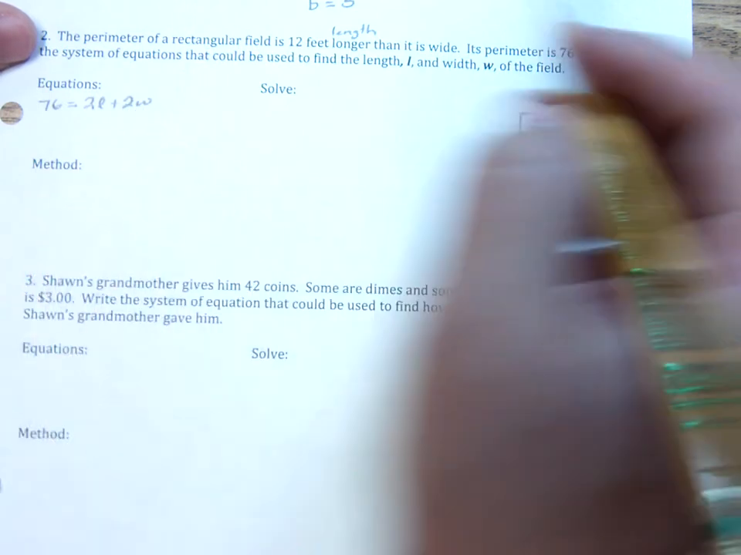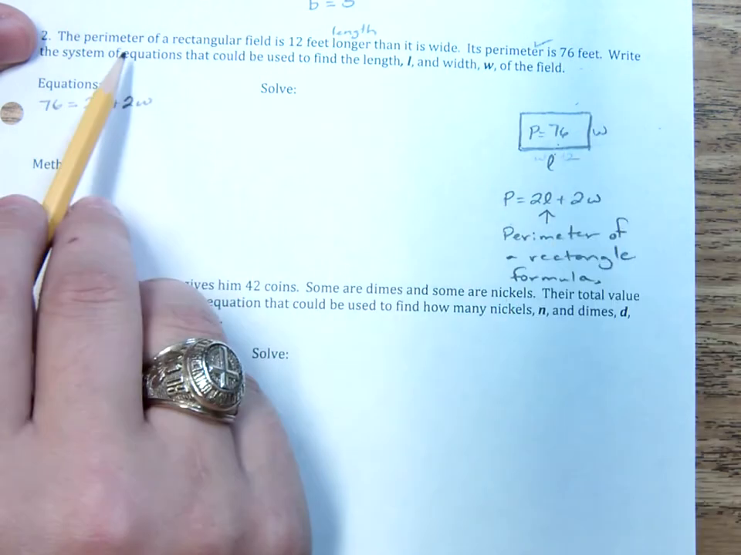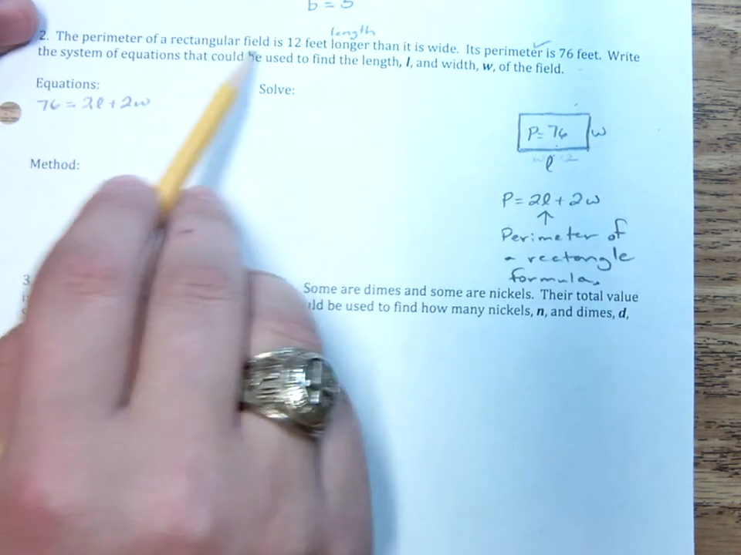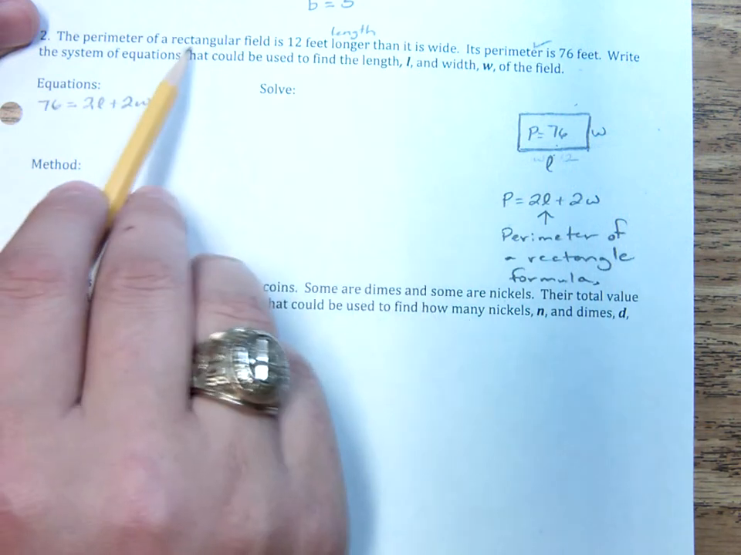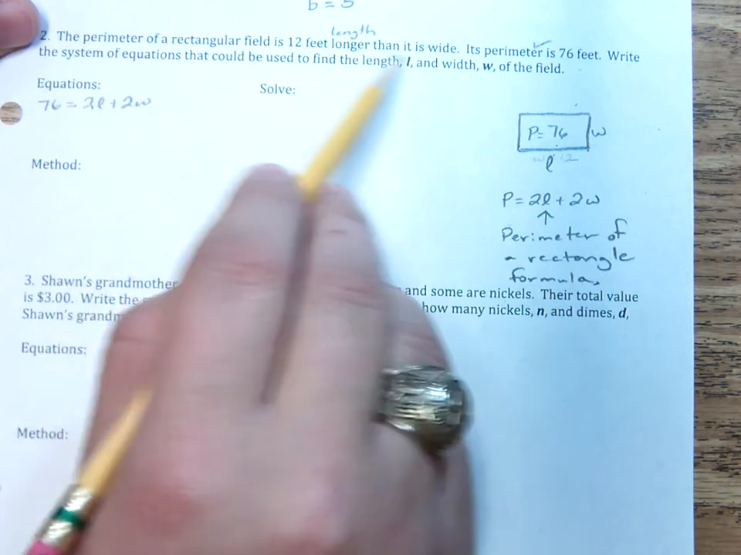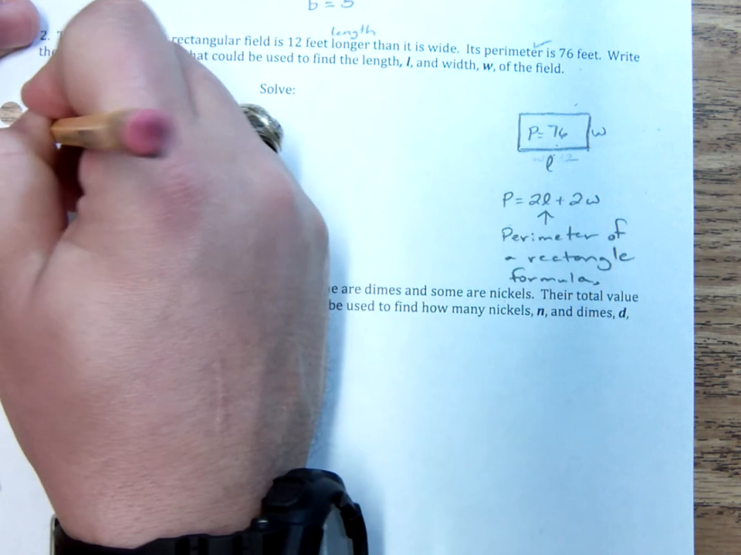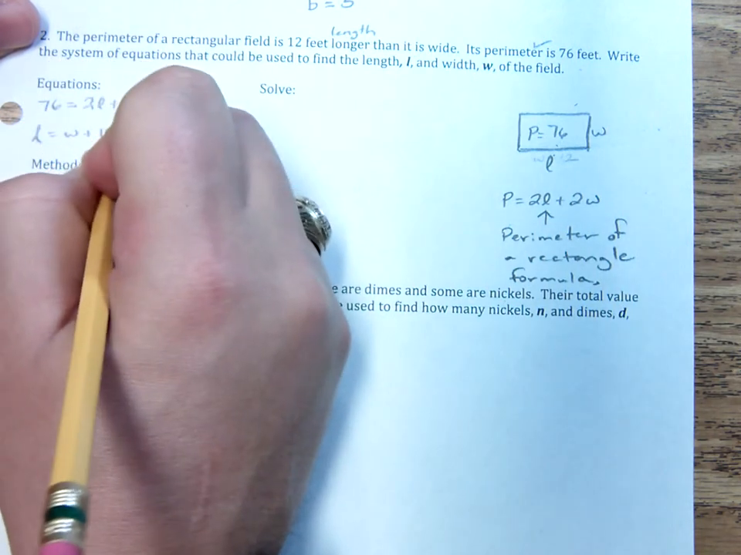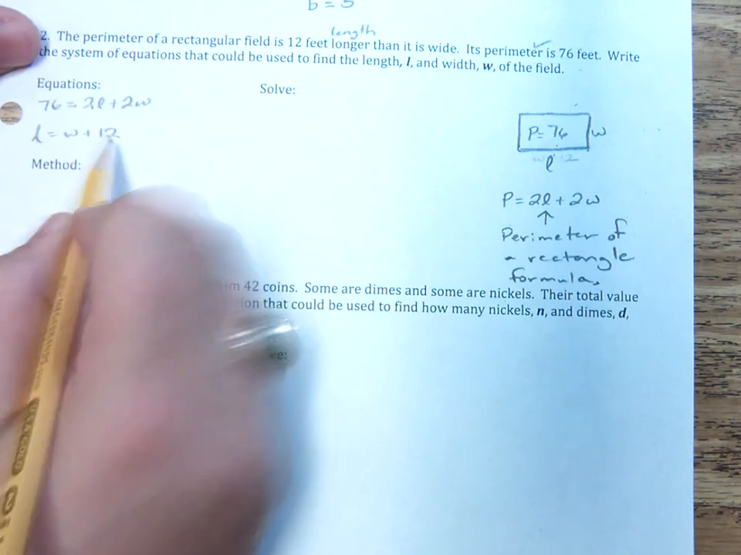Okay? So I've taken care of this. I know I kind of skipped this, but I've taken care of this. Now if I go back here, it says the perimeter of the rectangular field is 12 feet longer than it is wide. Or another way to write this is the rectangle's length is 12 feet longer than it is wide. This is what I was doing earlier. So length, we know what length is. Length is the width plus 12 feet. That's what 12 feet longer means. The width plus 12 feet.